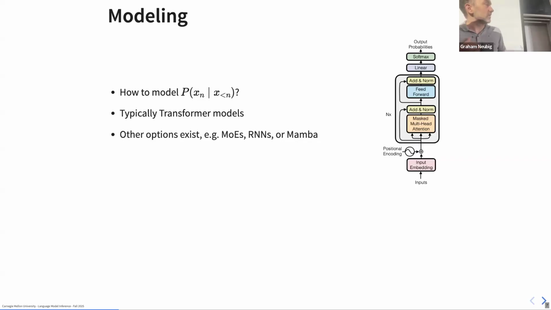There are lots of other options, and we will talk about some of them as well. Like there are mixture of experts models, which don't necessarily use full dense feed forward layers. There are also recurrent neural networks or state space models such as Mamba. I don't necessarily assume that you're super familiar with all of these, but we will cover them in more detail in future classes.